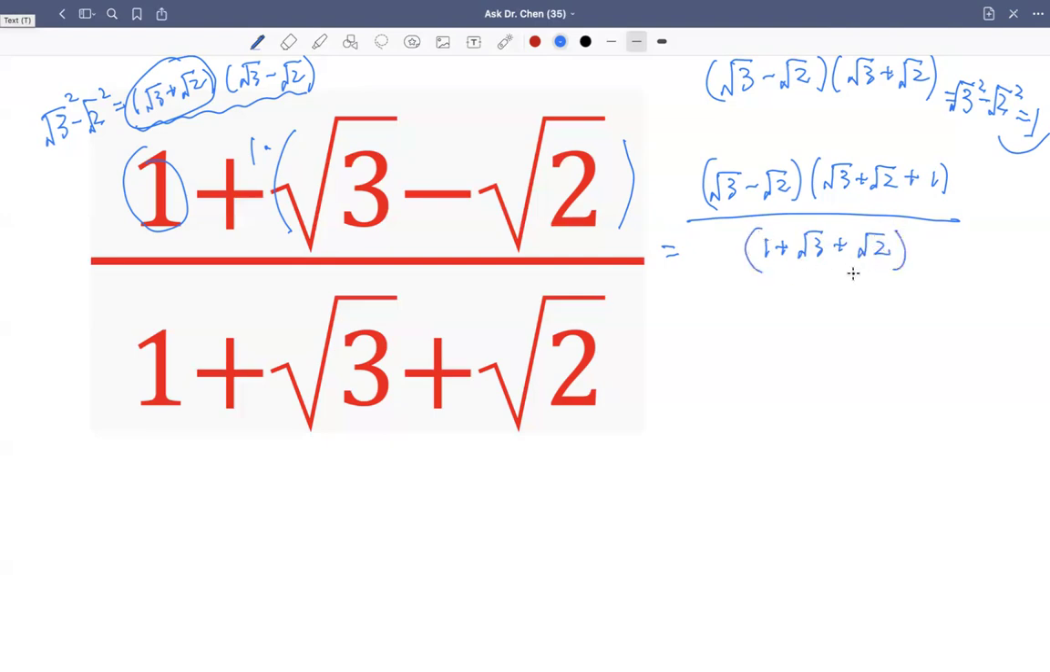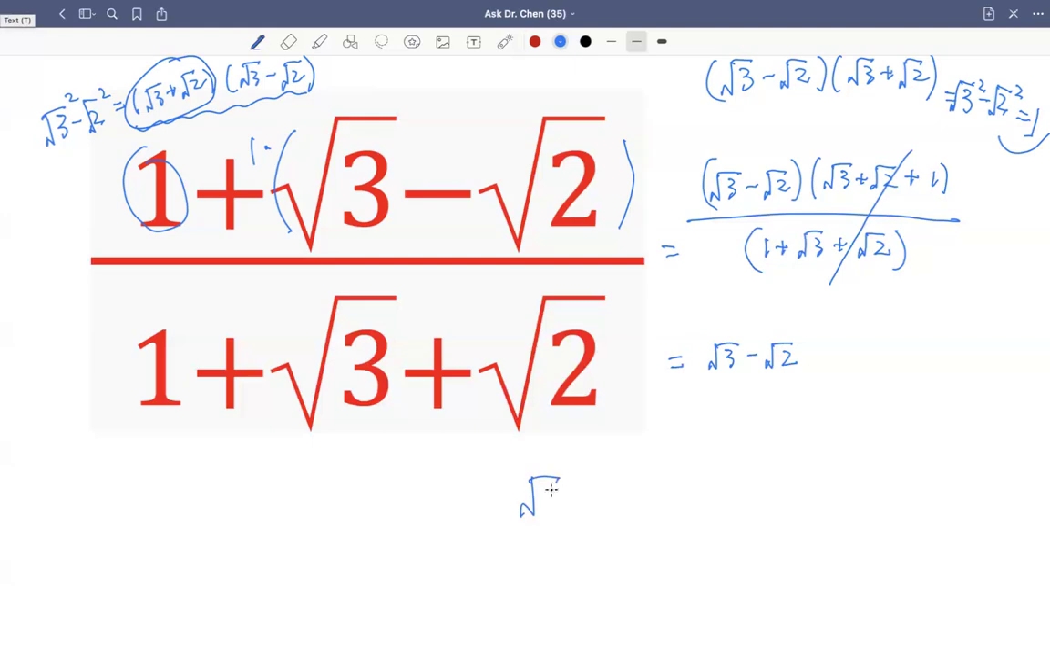Well, look, those two are exactly the same. Something divided by itself becomes 1. So what's left? Just square root of 3 minus the square root of 2 divided by 1. What is the square root of 3?